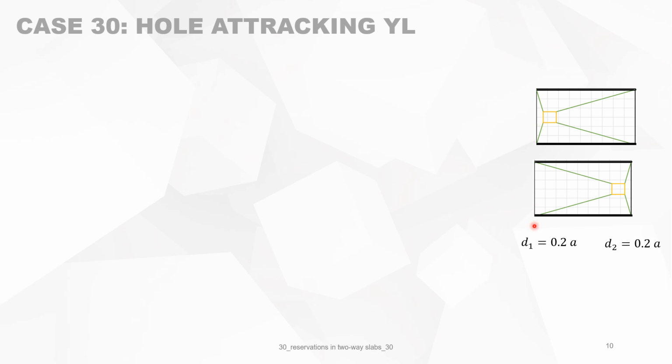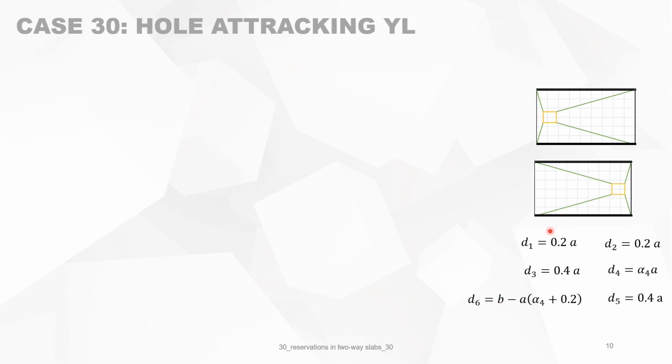And this reservation is 0.2 times A, that's the D1, and D2 is also 0.2 times A, so it's a square reservation of 0.2 times A. And going from the left to the right, you want to know what is the influence of this reservation on the total bearing capacity of the slab. So where should you put this reservation to have the least damage to the bearing capacity?